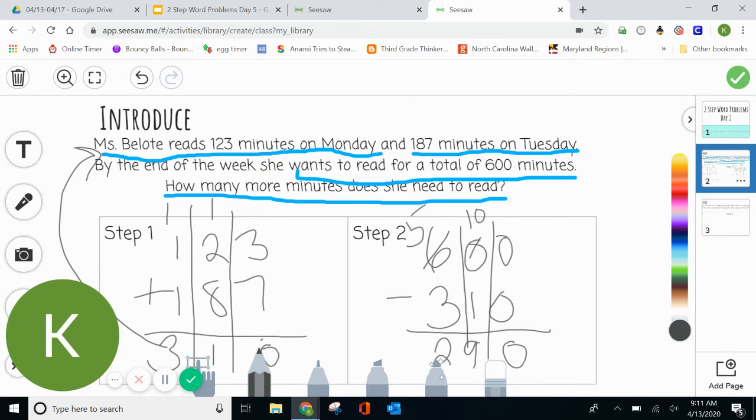That means Miss Belote still needs to read for 290 minutes. Let's try another one.